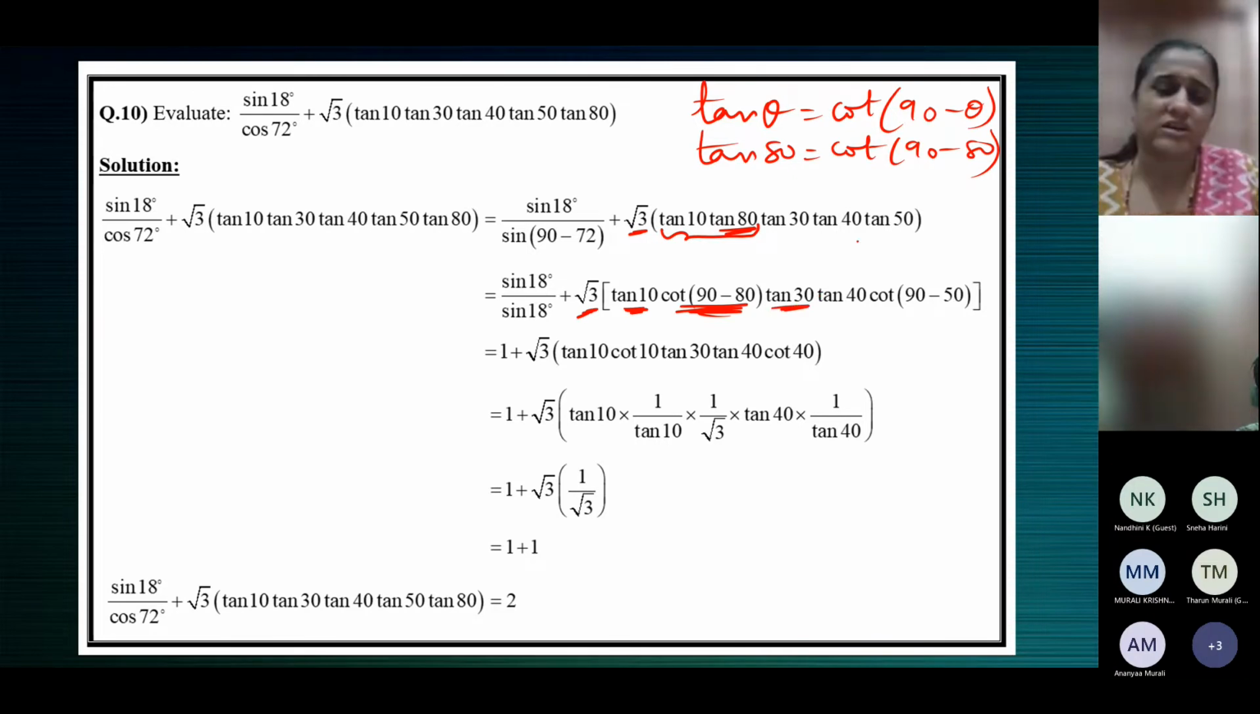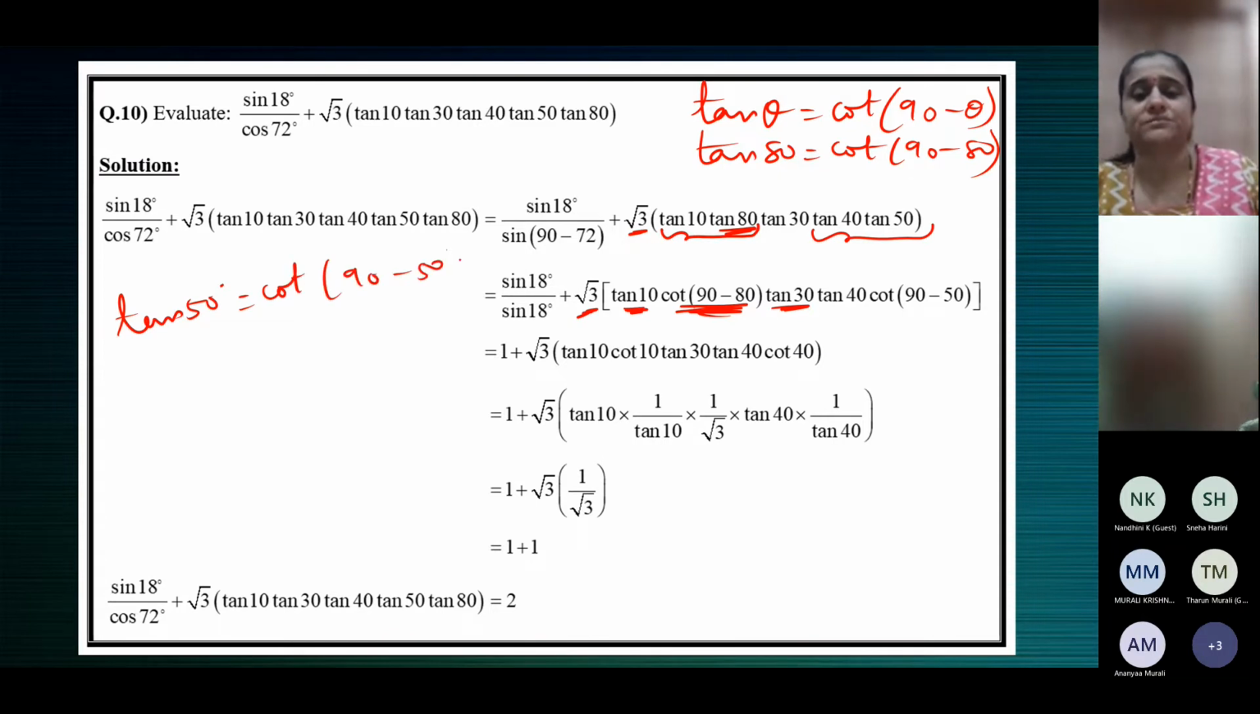Now here you can change anything, either tan 40 or tan 50, we have paired this, right? So in this pair, change any one. I have written tan 40 as it is. I've changed tan 50. So what is tan 50? Tan 50 degrees is equal to cot 90 minus theta, 90 minus 50. So see here, cot 90 minus 50. In the pair, change any one.